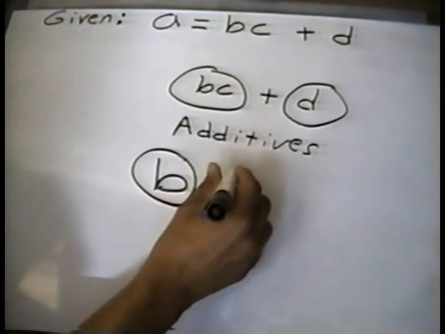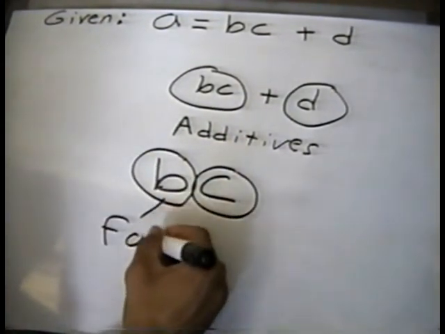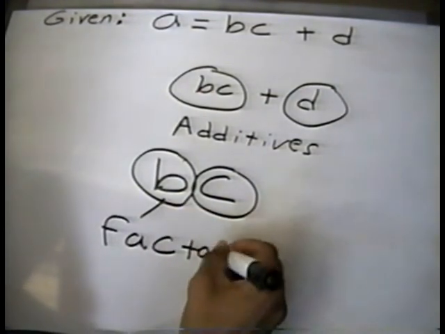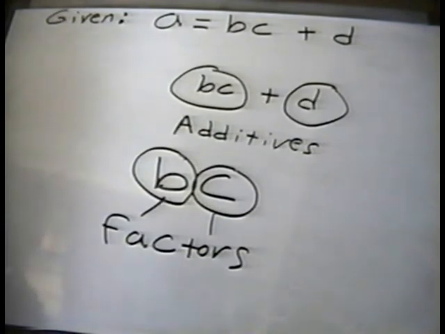Now if we look at BC, both B and C, these are both factors.